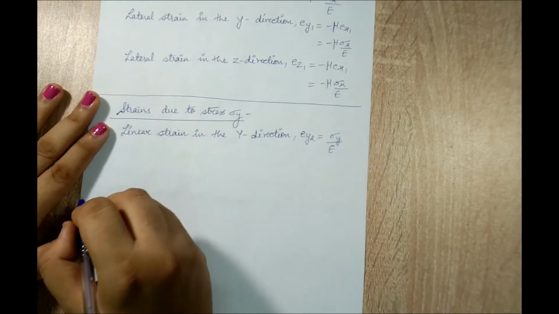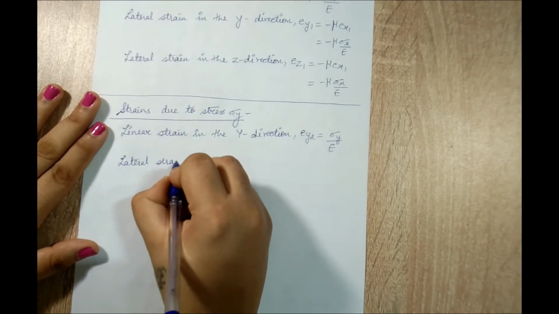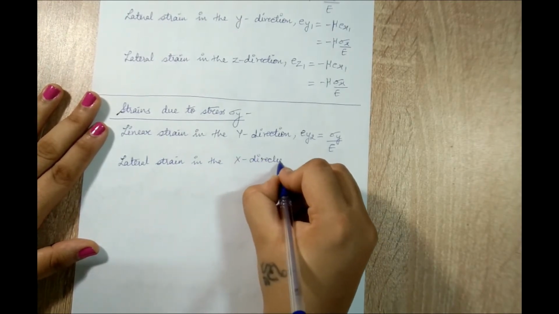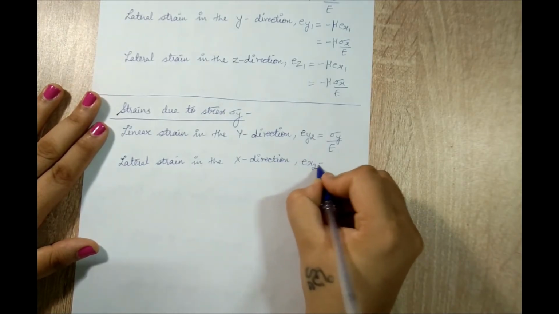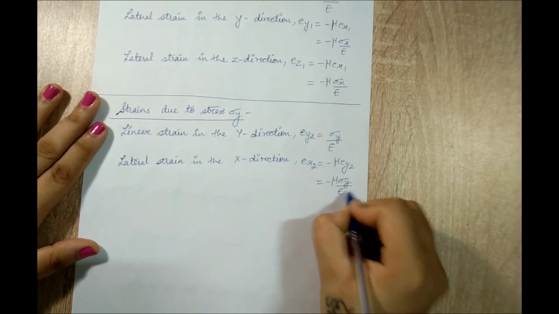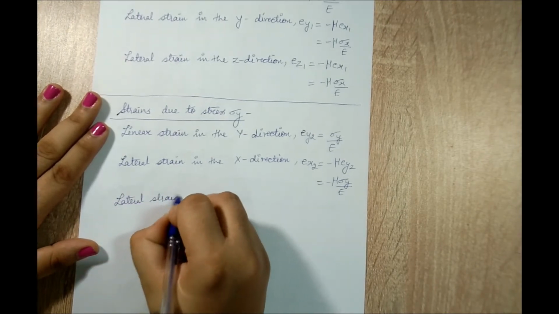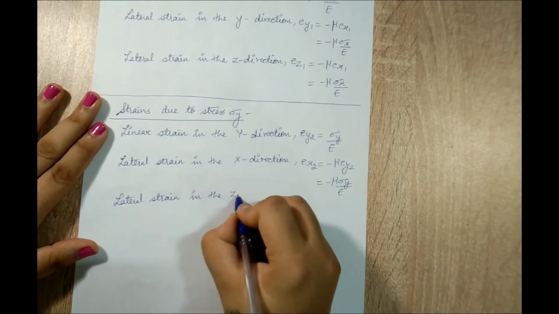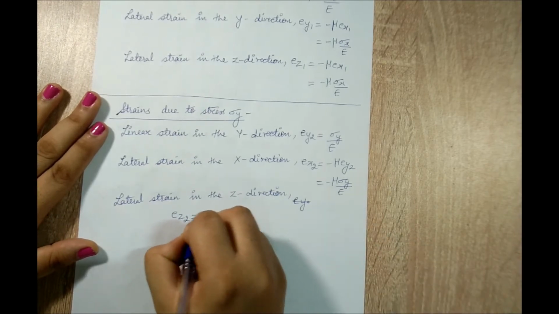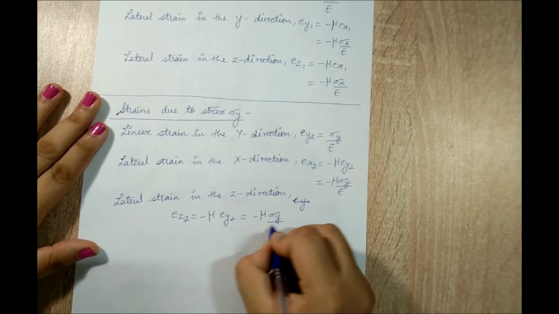So the lateral dimensions will be x and z in that case. So I'll write lateral strain in the x direction, Ex2, will be minus mu into Ey2, which will be minus mu into sigma y upon E. Next I'll write down lateral strain in the z direction, Ez2, will be minus mu into Ey2, which will be minus mu into sigma y upon E.